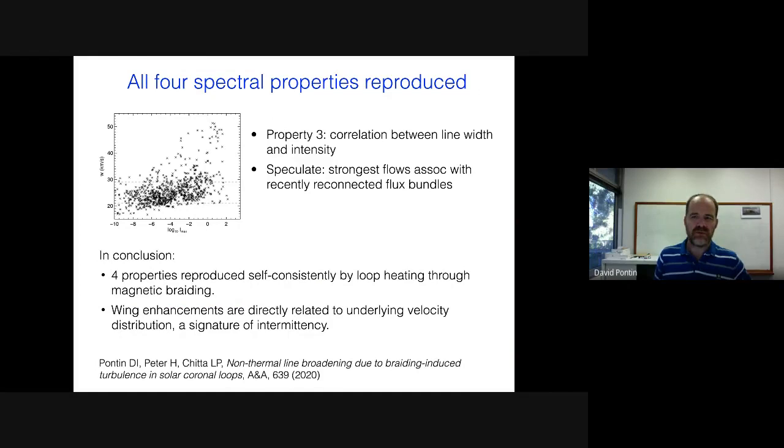So we also, again, have correlation between the line width and the line intensity. And so we do seem to have these properties of the braiding that are self-consistently giving us the right spectral properties for a loop which is heated by this magnetic braiding process.